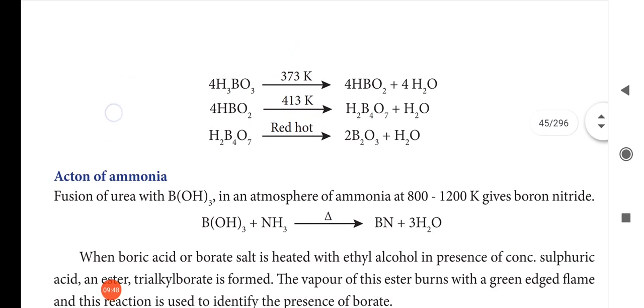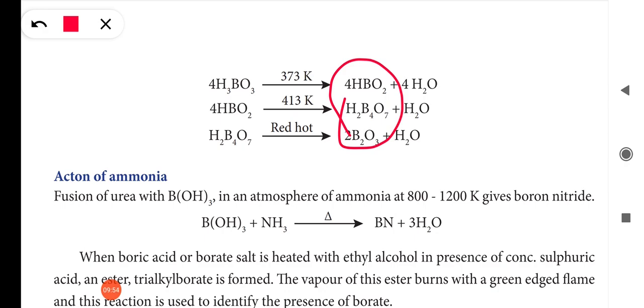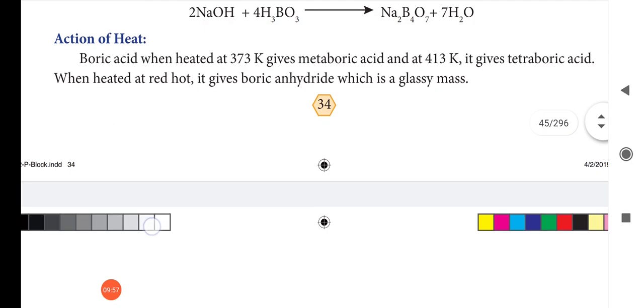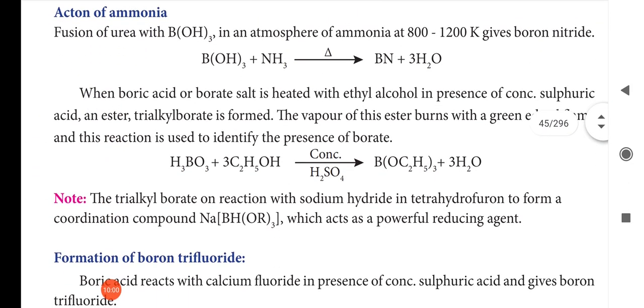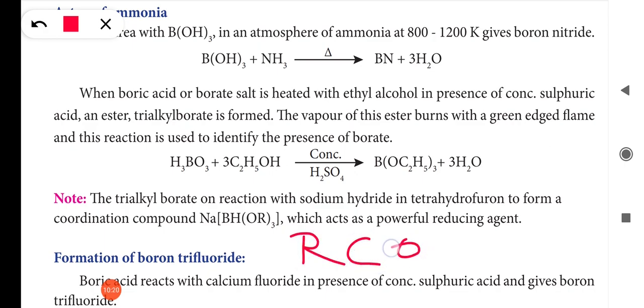Then, boric acid or borate salt. These three are called borate salts: sodium metaborate, sodium tetraborate. When boric acid or borate salt is heated with ethyl alcohol in the presence of concentrated sulfuric acid, an ester, trialkyl borate, is formed. Do you know what an ester is? The general formula of ester is RCOOR', an organic compound.